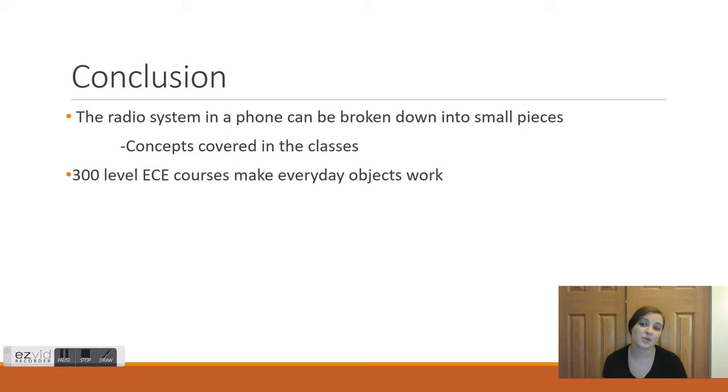In conclusion, a radio system and a phone can be broken down into small pieces. They're all concepts covered in the 300 level courses. It's a great way to relate electromagnetics, microelectronics, and signals processing, because as you'll notice, a lot of the classes start to overlap, and it takes these crazy, out there ideas and concepts and puts them in a more practical context and shows you why they can all be useful.